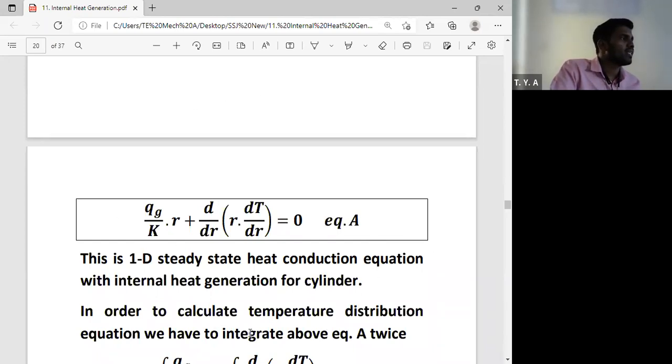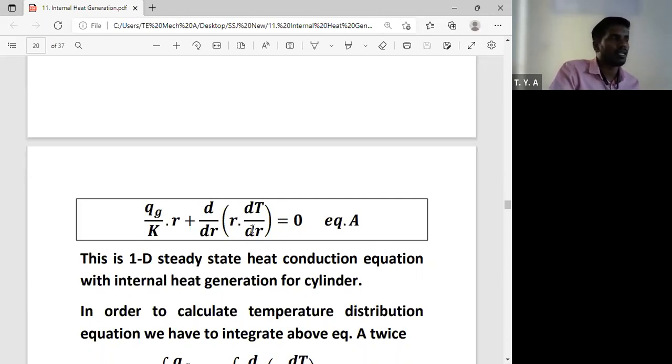Okay. So from this equation, our aim is to calculate the temperature distribution. Equation A, whatever the equation A is there. So from that equation, our aim is to calculate the equation for the temperature distribution. So how to calculate the equation for the temperature distribution? From this equation A, we have to integrate that equation.